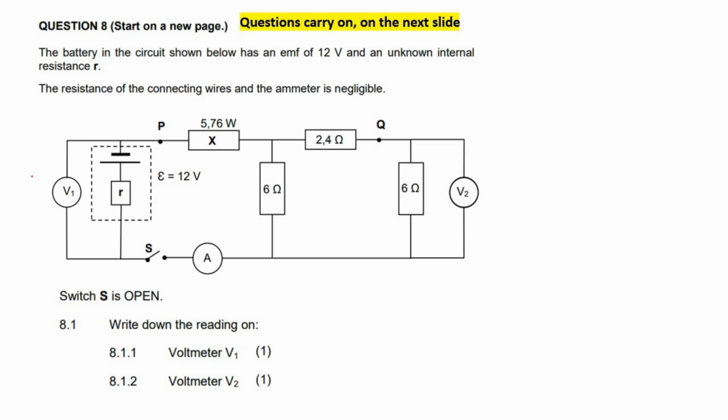Okay? So switch S is open. Okay, so nothing is happening because the electricity cannot flow because that switch is open.